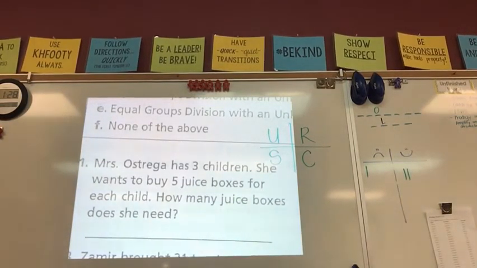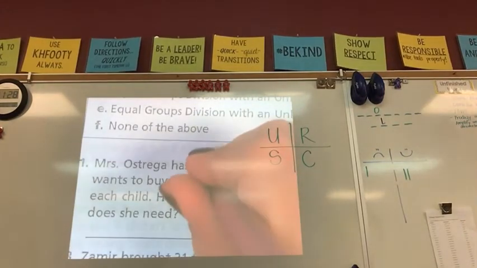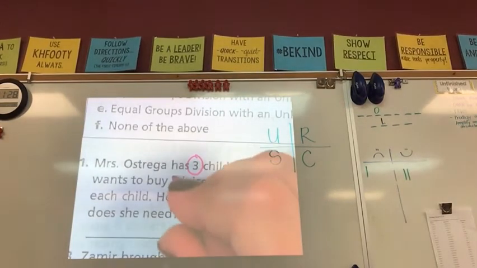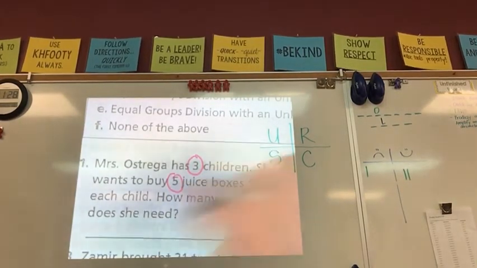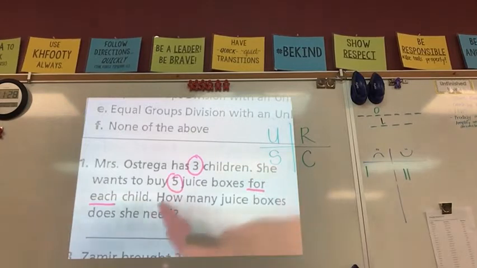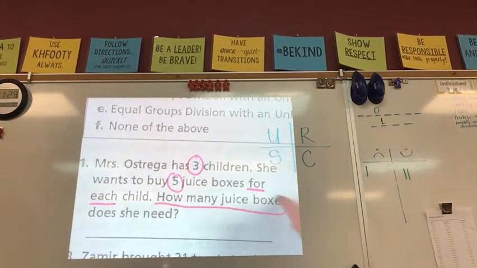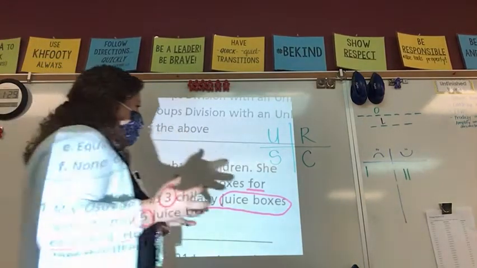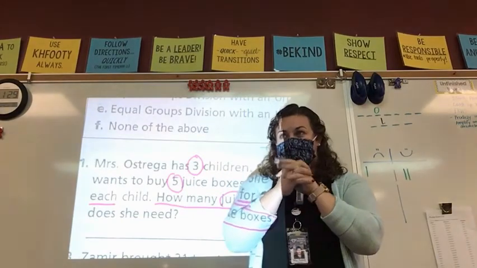Mrs. Ostrega has 3 children. I think that looks like important information. She wants 5 juice boxes for each child. So 5 looks important, and also "for each" tells me that that's an equal group. How many juice boxes does she need? Okay, well, I got my label: juice boxes. If I were to act this out for you guys, that's one way for me to think about what's happening and also to figure out what drawing this would be.